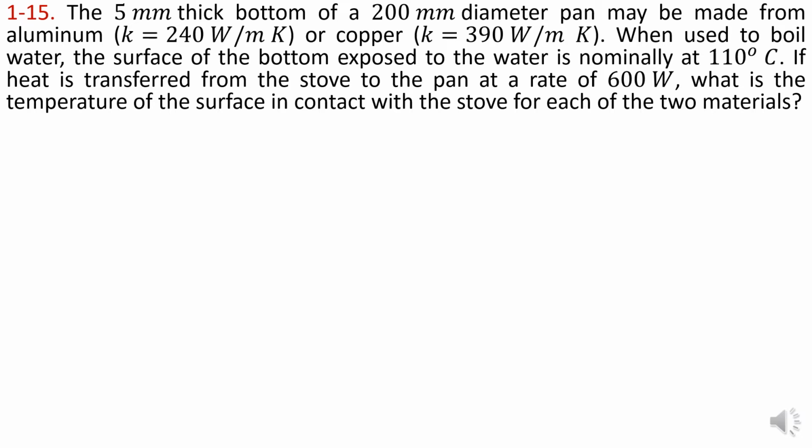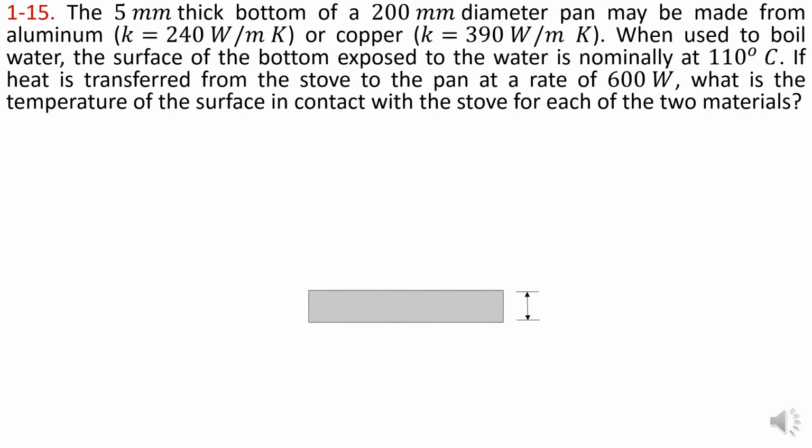In this problem, we have a pan which has a thickness of 5 millimeter and diameter of 200 millimeter, and it is used to boil water, and water is at a temperature of 110 degrees centigrade. If heat transfer from the stove to the pan is at a rate of 600 watt, then what will be the temperature of the surface that comes in contact for aluminium and for copper?